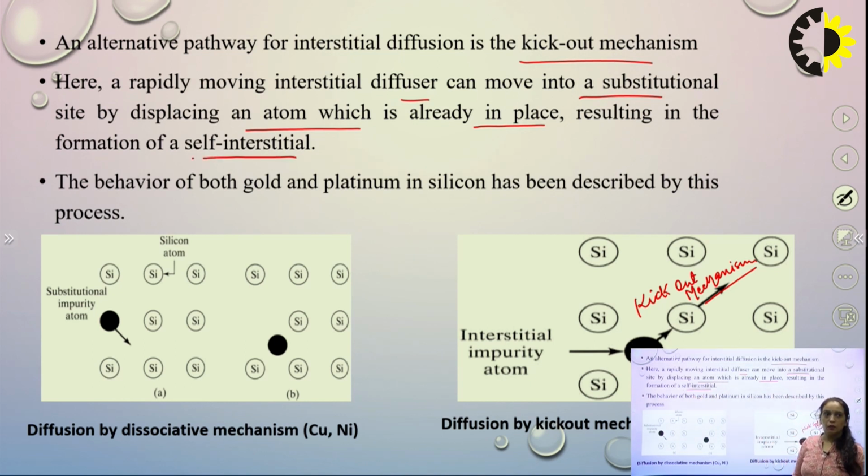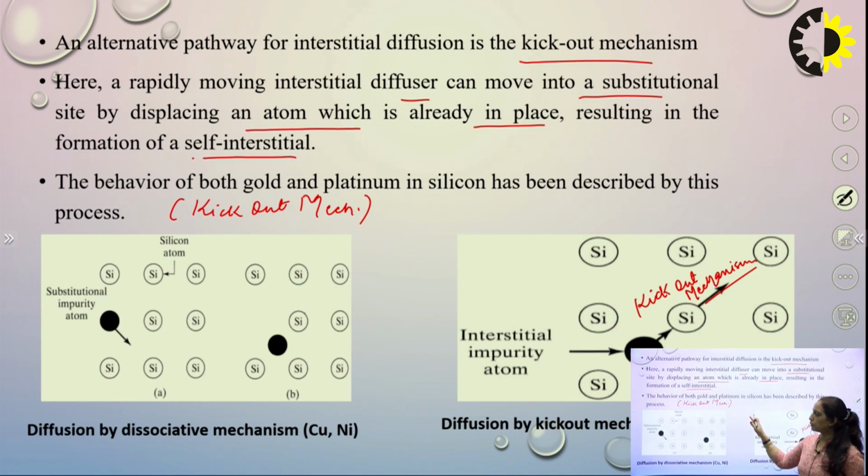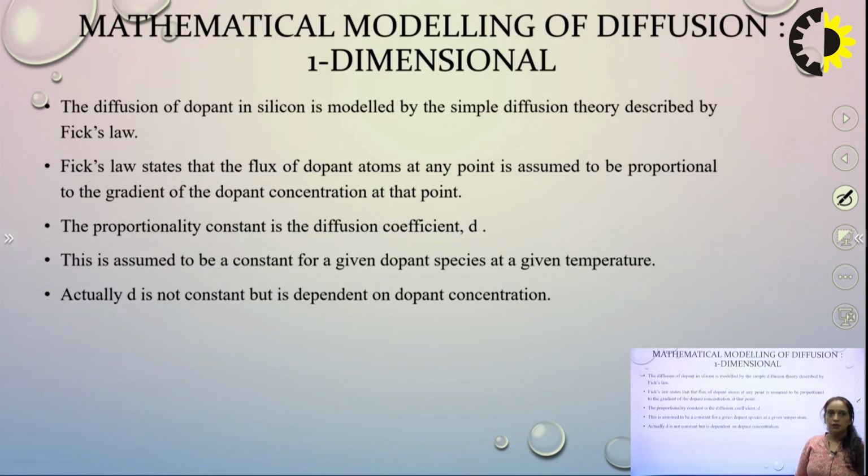The behavior of gold and platinum in silicon has been described by this process, that is, by the kick-out mechanism. Okay. So always keep in mind, whenever gold and platinum diffusion is asked, how this diffusion of gold and platinum is done, we have to explain this kick-out mechanism. Now, how can this diffusion be explained with the help of mathematical modeling? This is done by Fick's law.